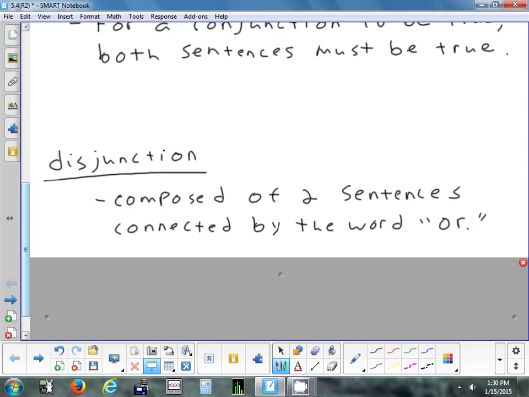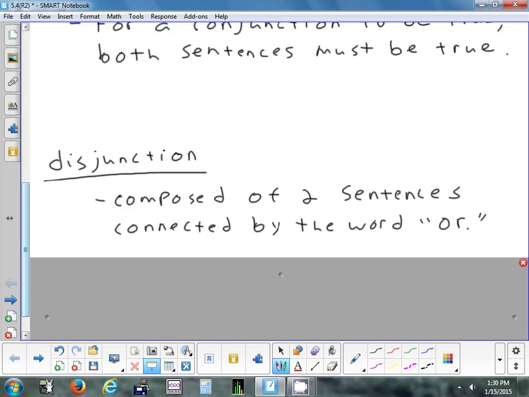What if I said we're in the month of February, or it is Saturday? Is either part of that true? No. Both parts are false. We're in the month of February, that's not right. Today is Saturday, that's not right. So the whole statement I just told you is false.